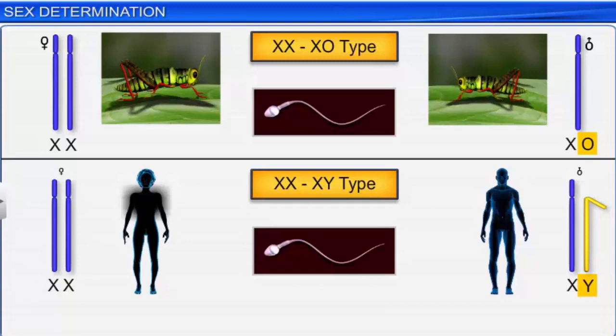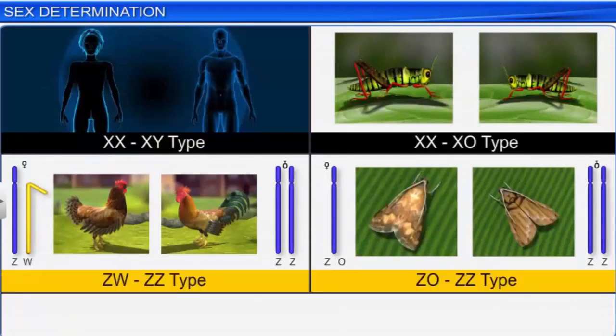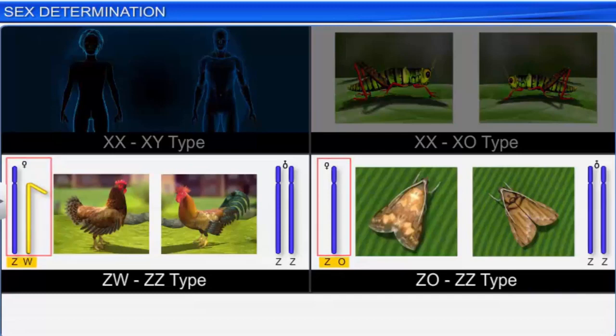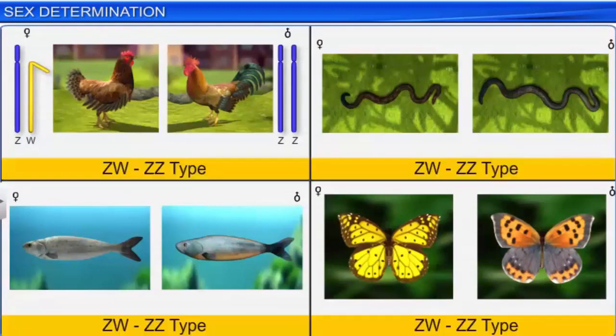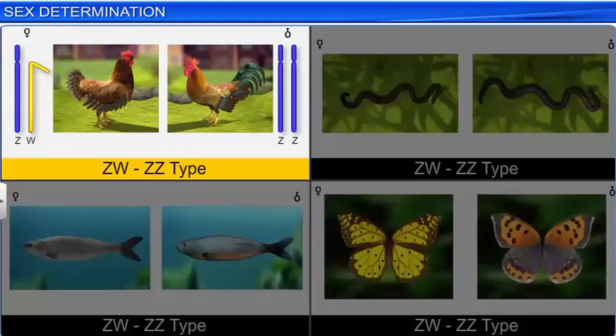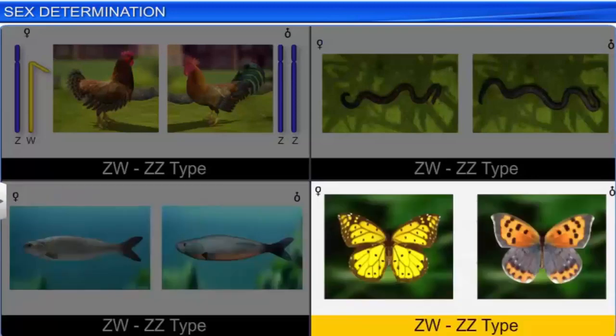Such a system of sex determination is known as male heterogamety. However, there are also several organisms in which the mechanism of sex determination is female heterogamety. That is, two different types of gametes pertaining to the sex chromosome are produced by the female. An example of such a sex determination system is the ZW-ZZ type, and it occurs in birds, reptiles, fish, and some insects like butterflies and moths.